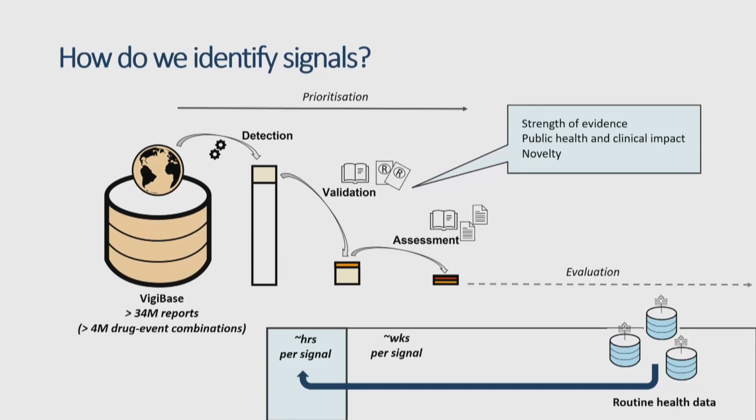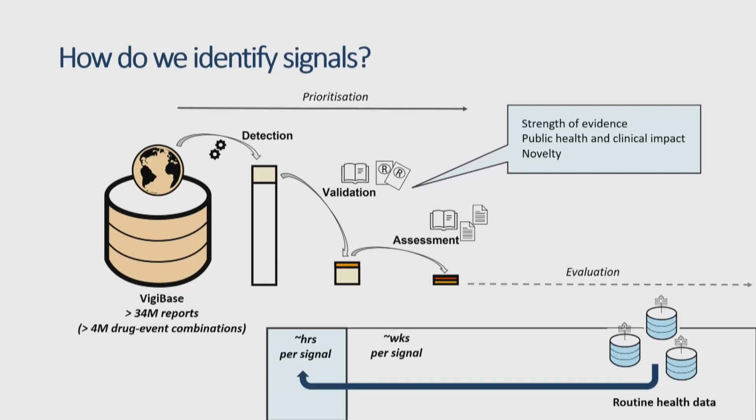And these prioritized statistical signals then undergo a step which we call validation, which is an initial assessment during which a team of our signal assessors evaluates the signals in terms of strength of evidence, the potential public health and clinical impact, and also whether the signal is known or not, to determine if further assessment is needed. For this, our signal assessors use information from Vigibase, but also regulatory documents and the literature. It usually takes place in a fairly short period of time, only a couple of hours at the most for each signal.